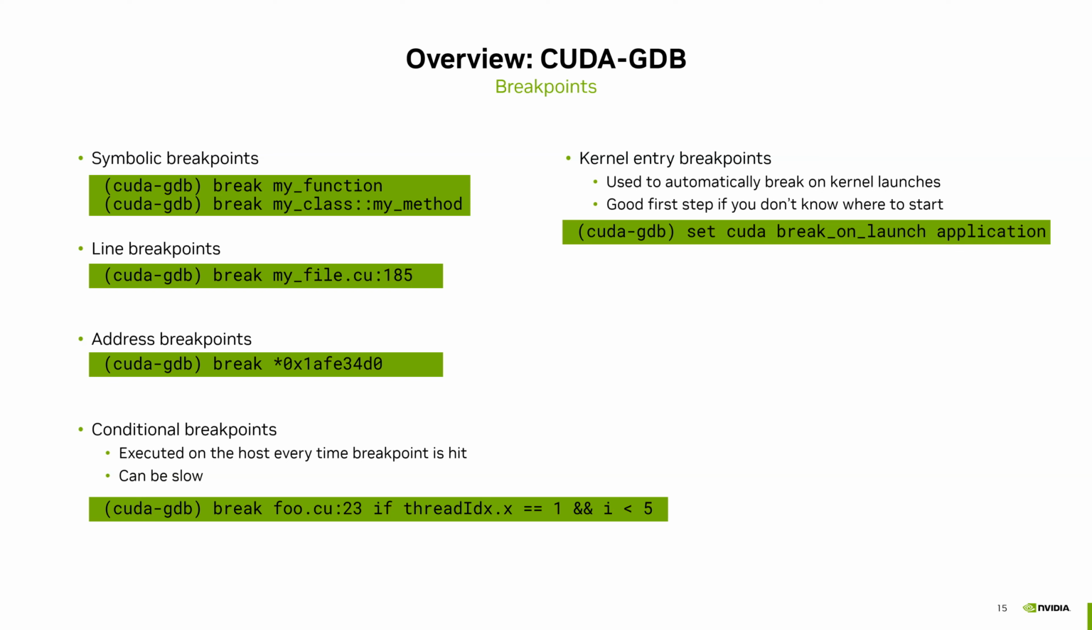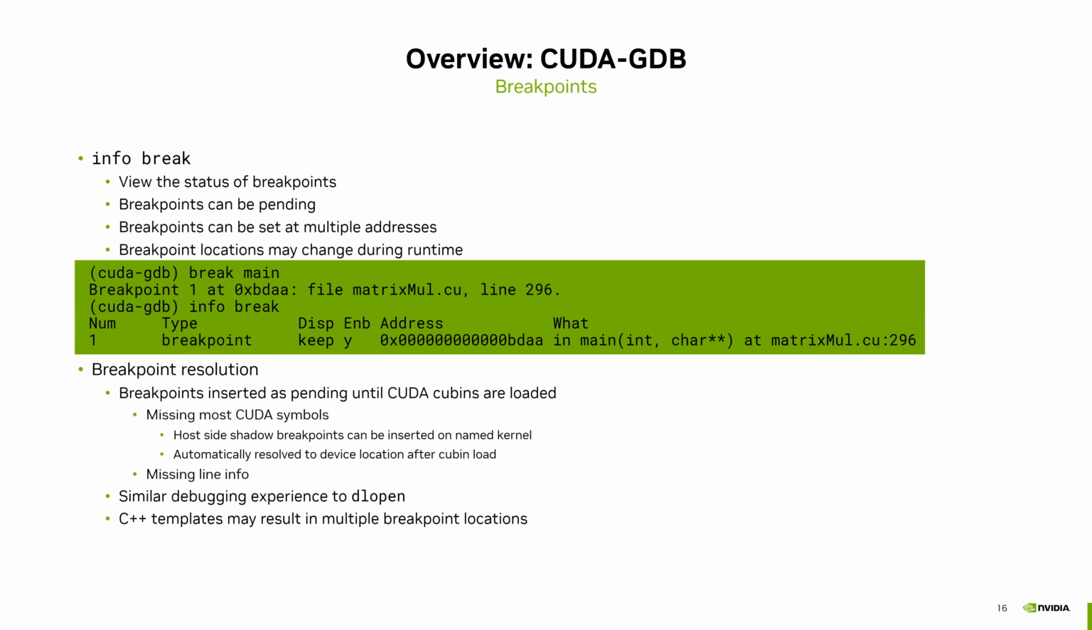Kernel entry breakpoints. So this is the break on launch command I talked about earlier. This is used to automatically break on kernel launches. So you will get at least one thread in the kernel that will hit this breakpoint, and it's a good first step if you don't know where to start. So if you just want to debug every kernel launch, you can do so by setting this to break on launch application. Info break. So this is useful for viewing the status of breakpoints.